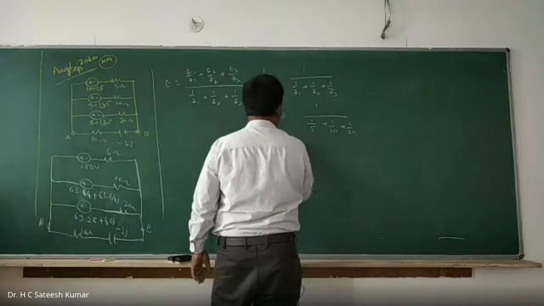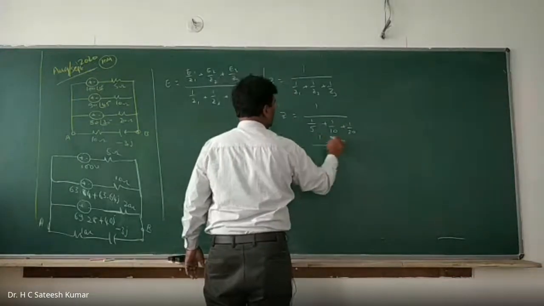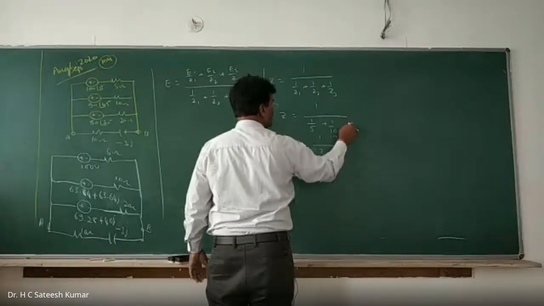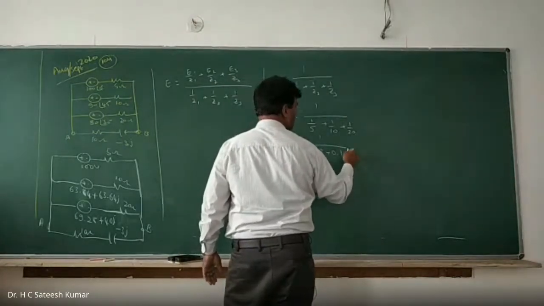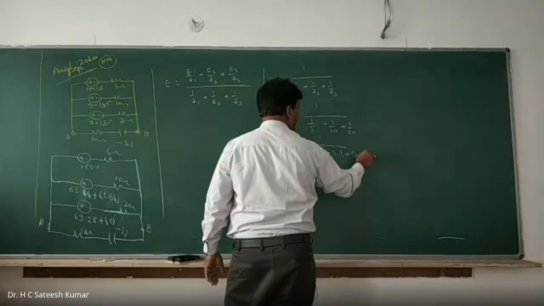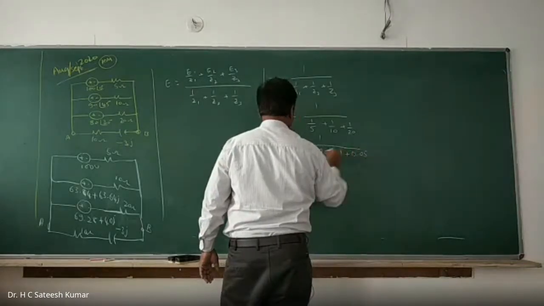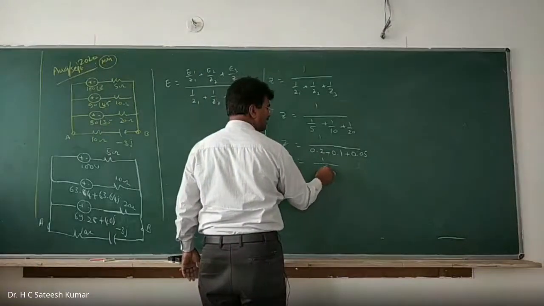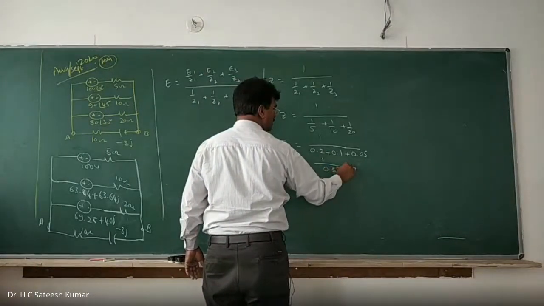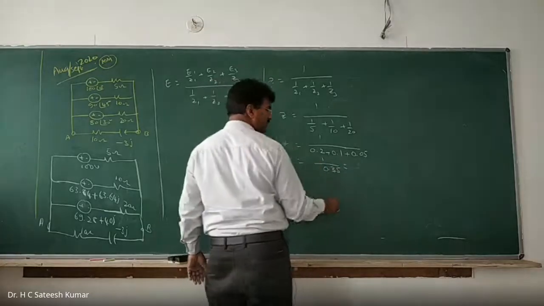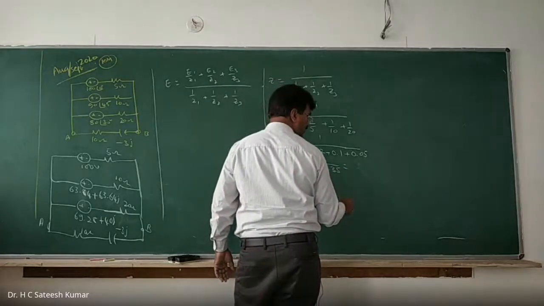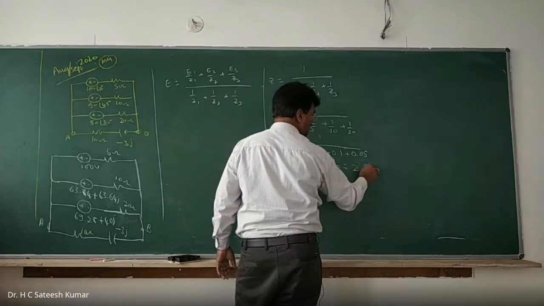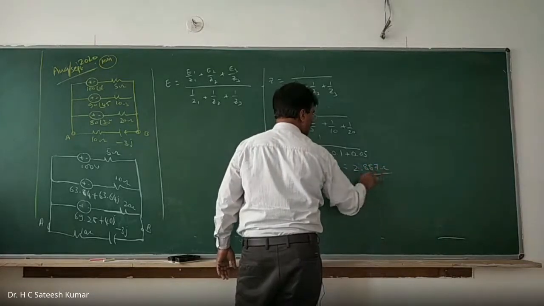This we can easily say that Z is equal to 1 divided by: 1 by 5 is 0.2, 1 by 10 is 0.1, 1 by 20 is 0.05. So that will be equal to 1 divided by 0.35. 1 by 0.35 is how much? 2.857 ohms. So we got Z.